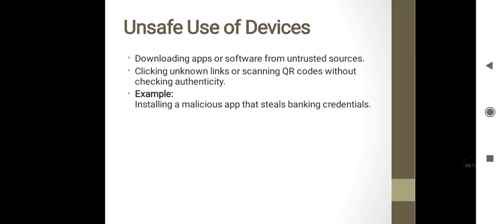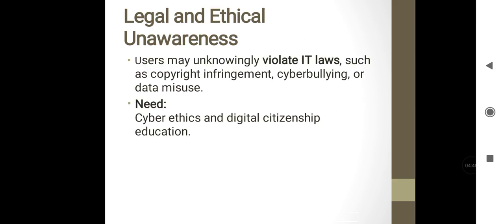Next one is unsafe use of devices. Another cyber user issue is unsafe use of devices. Users sometimes download applications or software from unknown sources. They may also click unknown links, open suspicious attachments, scan QR codes, and install pirated software. For example, imagine you want to download a free mobile application. You find an unknown website and download an APK file. The application looks normal, but it contains malicious code. After installation, it may steal your banking credentials, right? So that is unsafe use of devices.